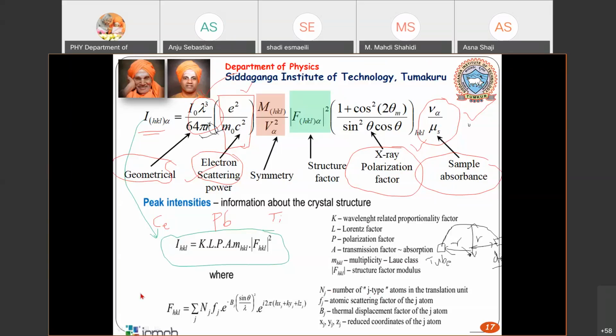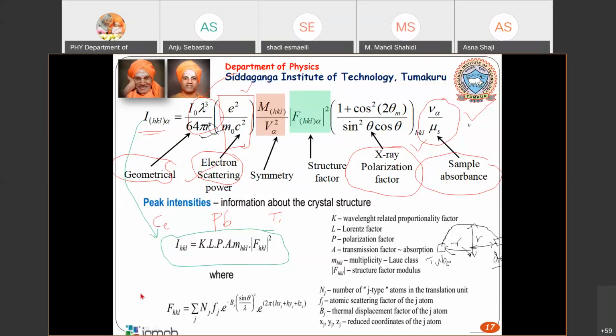Then what is Bj? Bj is the thermal displacement factor of your atom. So what is the thermal displacement of cerium, and what is the thermal displacement of oxygen? Then there is something called XYZ. XYZ actually corresponds to the coordinates.